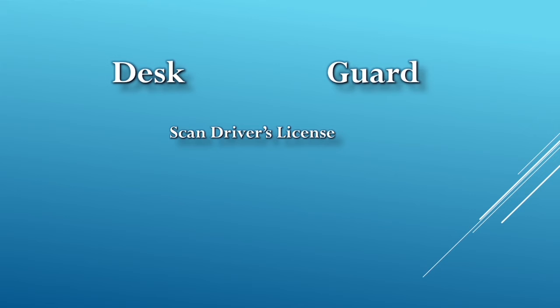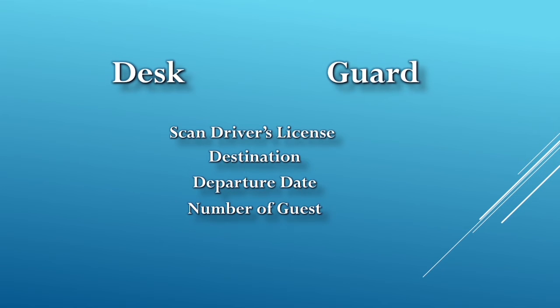Now, another thing to keep in mind is whether you're working at the desk or the guardhouse, there are just 4 tasks that we're asking. We want to scan the driver's license. We want to input their destination, typically a unit number. We want to select the departure date. And that actually comes from a drop-down menu, so you'll find it's really easy. And the number of guests. Same thing, that's a drop-down, so it's simple.